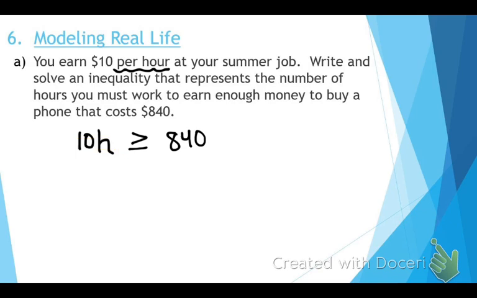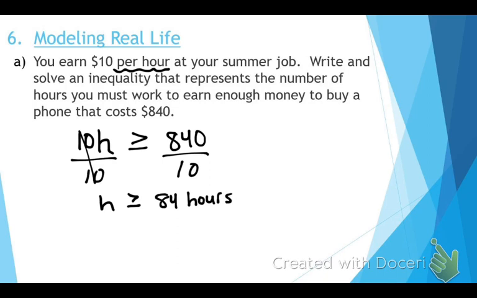All right, now what should we do? Since the 10 and the h are multiplying each other, we've got to divide by 10. We have to do the same to the other side. Then we cross that out, and now it's an h. We're going to bring that down, and now it's 84 hours that he has to work to get his new iPhone.